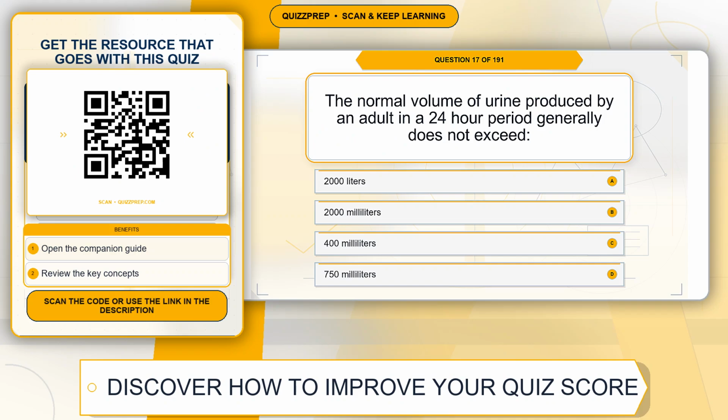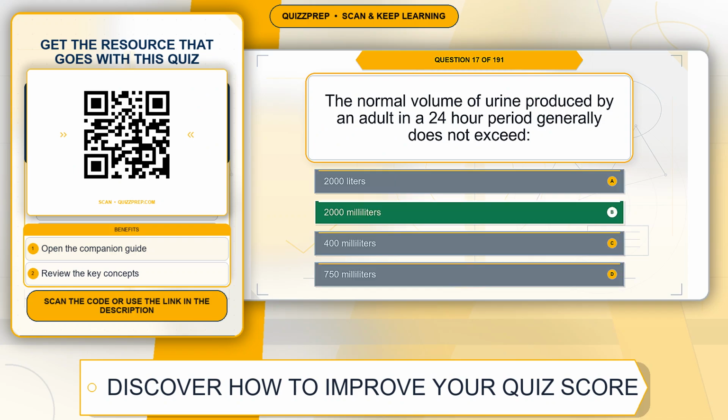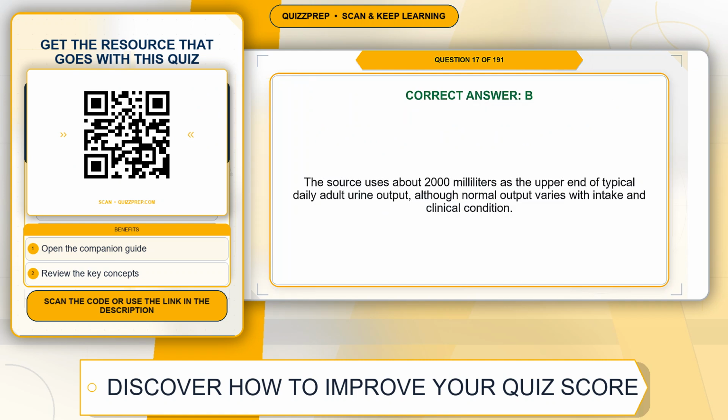Question 17. The normal volume of urine produced by an adult in a 24-hour period generally does not exceed: Option A, 2,000 liters. Option B, 2,000 milliliters. Option C, 400 milliliters. Option D, 750 milliliters. The correct answer is option B, 2,000 milliliters. Explanation: the source uses about 2,000 milliliters as the upper end of typical daily adult urine output, although normal output varies with intake and clinical condition.